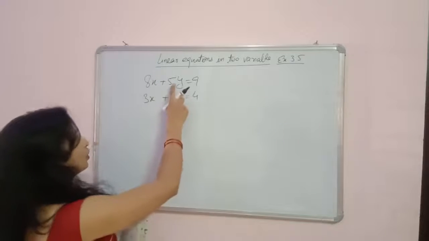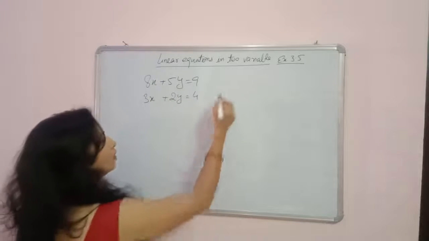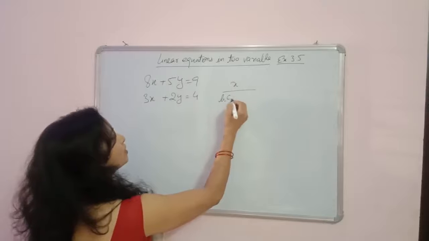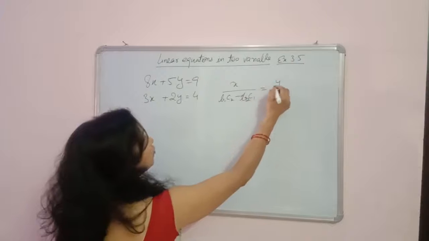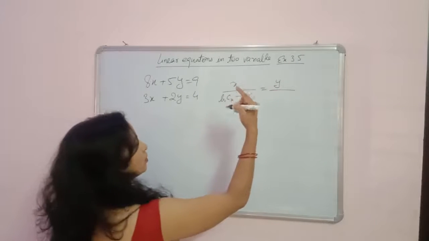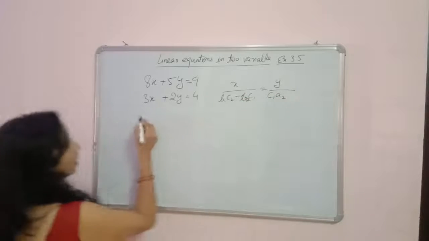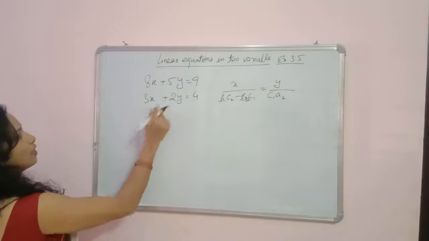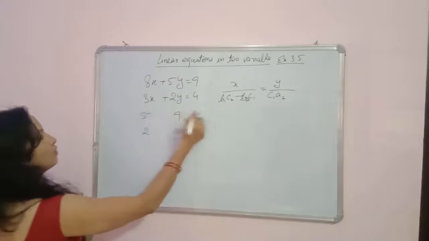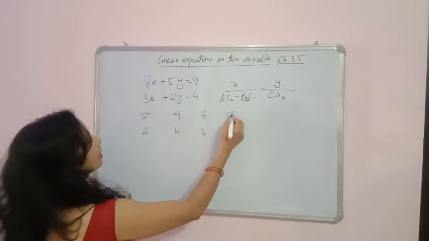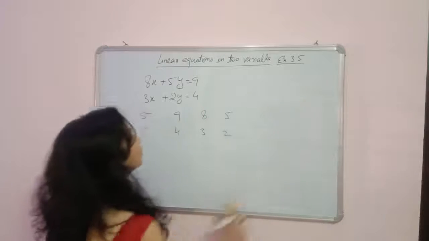First, you will write the coefficient of y, then the constant value, then the coefficient of x, and then use the formula x upon b1c2 minus b2c1 is equal to y upon c1a2 minus c2a1. First of all, write the coefficient of y, that is 5 and 2, and then the constant value, and then the coefficient of x, and then the coefficient of y again. I explained this method in the last video, but okay, doesn't matter, I am going to explain it again.